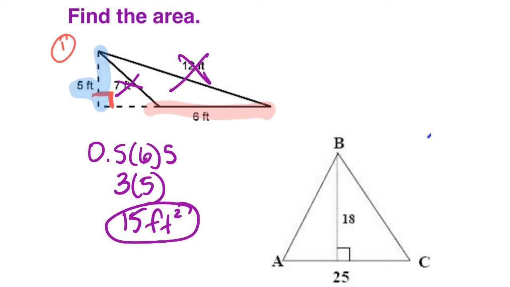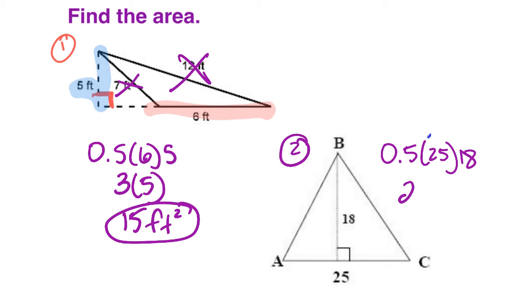Now, you can also use a calculator to calculate these areas. I would like you to find the area for problem number 2. To find that area, you should have taken half and multiplied that by 25 and then multiplied that by 18. When you multiply those numbers all together, you will get an area of 225 units squared.